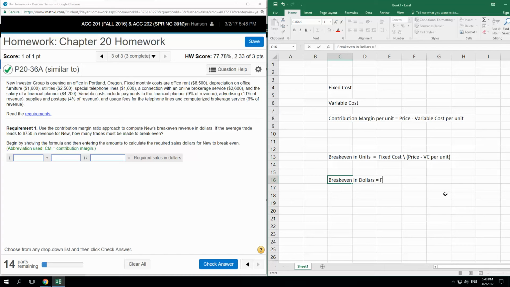So break even in dollars is going to be your fixed costs divided by your, we're going to call it contribution margin ratio. So if you were to take your contribution margin and divide it by the price, right? So contribution ratio equals contribution margin divided by price. I think my divide signs are backwards.